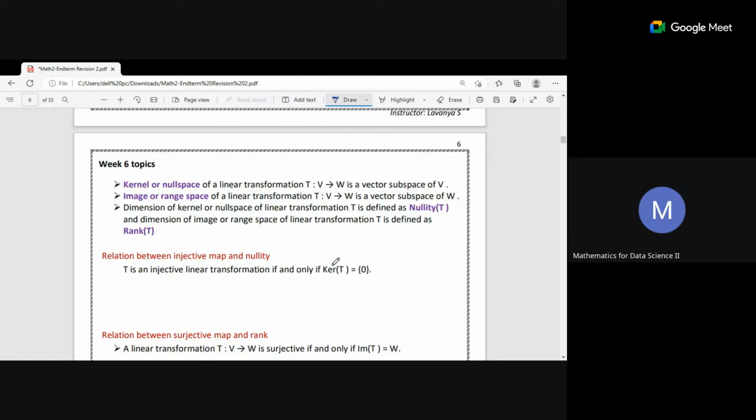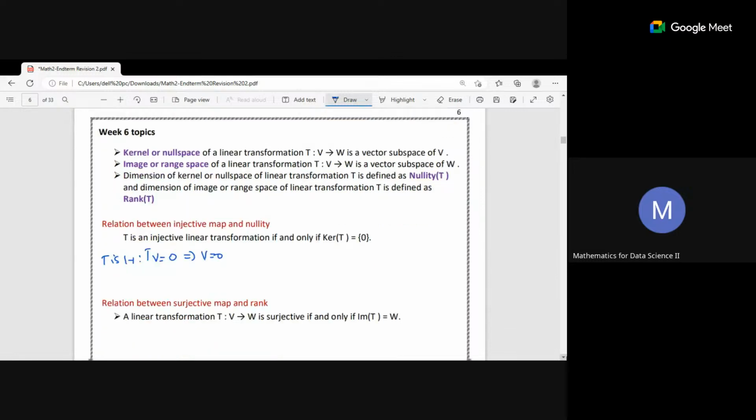So if the nullity is 0, then only you can have an injective linear transformation, because the definition says that Tv equal to 0 implies v is equal to 0. This is the definition of T being one-to-one, right? So it means whenever you have this condition, the only solution you have is the 0 solution. It means 0 is the only element in the null space. Conversely, if 0 is the only element in the null space, then Tv equal to 0 will imply v equal to 0. So you should remember this important fact about the relation between injective map and nullity.